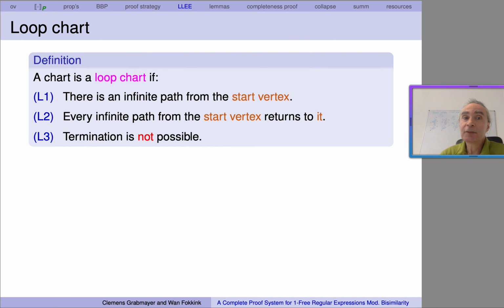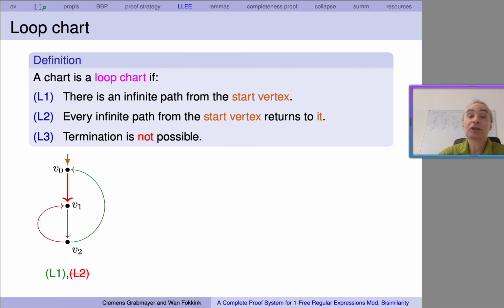In order to explain that property to you, I first have to explain to you what a loop chart is. A loop chart is a chart with three properties. First, there is an infinite path from the start vertex. Second, every infinite path from the start vertex returns to it. And third, termination is not possible in the chart. If we look at this chart, then it's not a loop chart. There is an infinite path, but there is also an infinite path which gets lost in it and which does not return to the start vertex. So L2 does not hold here.